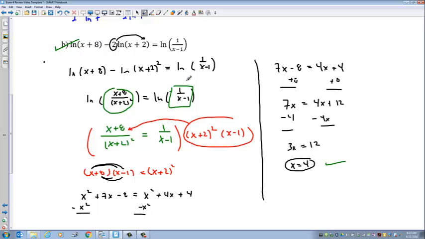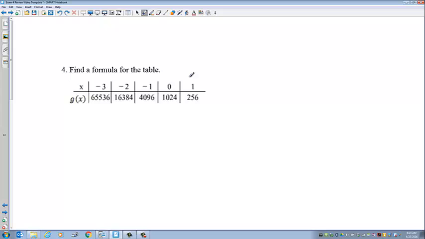Okay, so moving on, we have number 4. And so on number 4, we want to find a formula for the table. Now notice it doesn't tell us which type of formula to find. You probably know it's exponential, but on a final you may not know, so you'll have to test the data to see which is which.